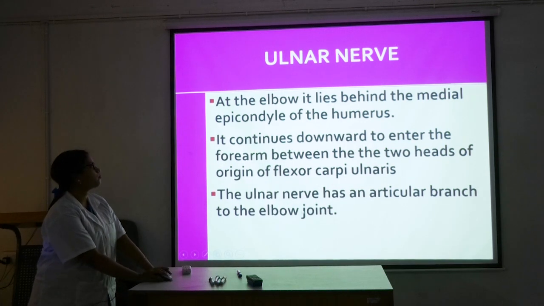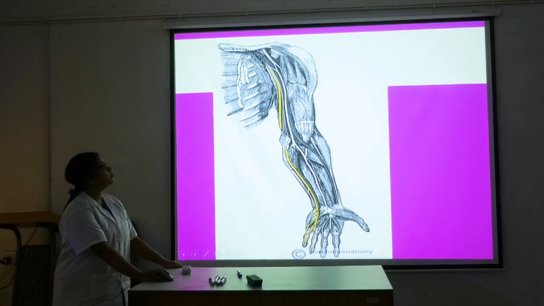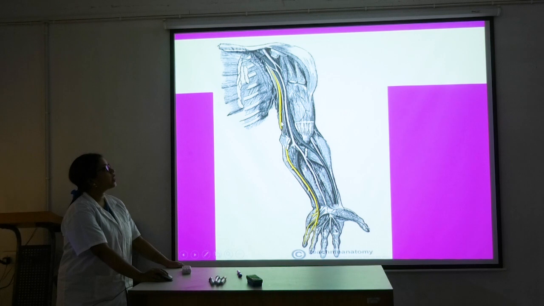Okay, so see, this is the ulnar nerve. How is it coming? It's a branch of the medial cord. So where is it entering?